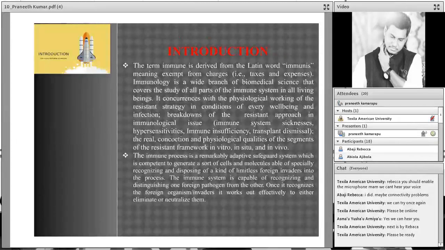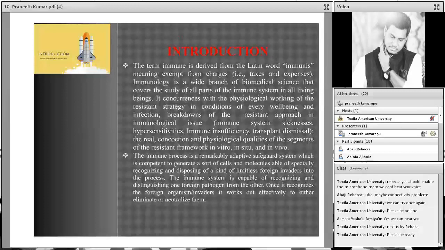Coming to the introduction part, the word immune is derived from the Latin word, and its meaning is exempt from charges. Immunology is a wide branch of biomedical science. This covers the study of all parts of immune systems in living beings, and it concerns the physiological working of the resistance system in conditions of both well-being and infections.